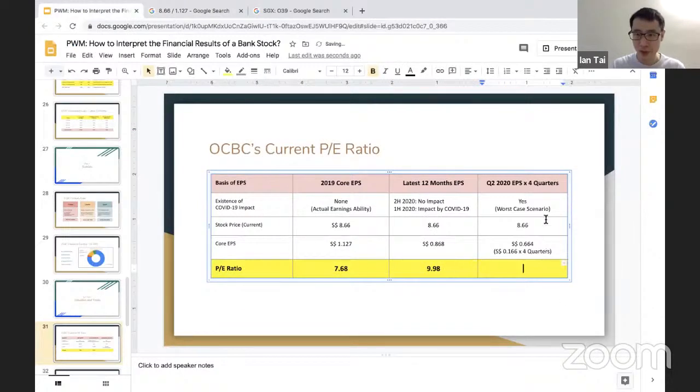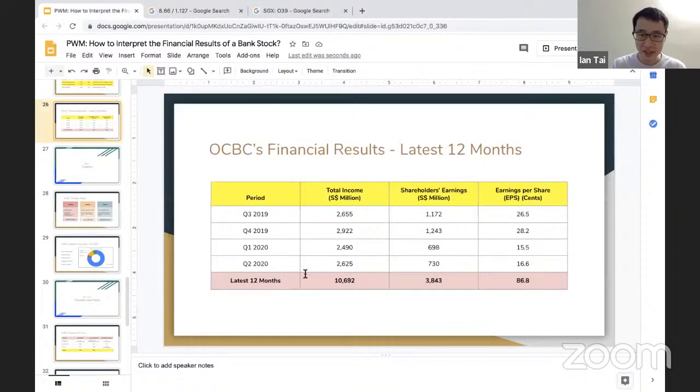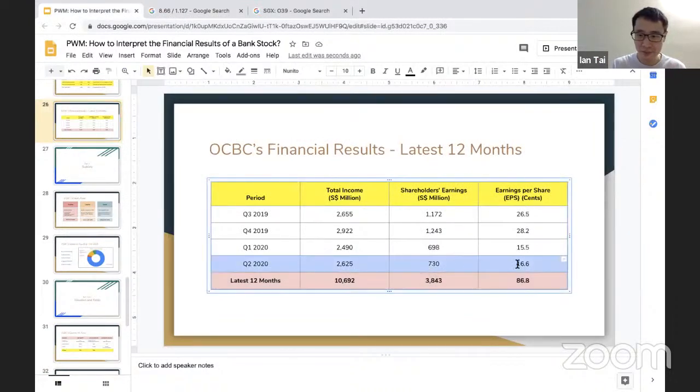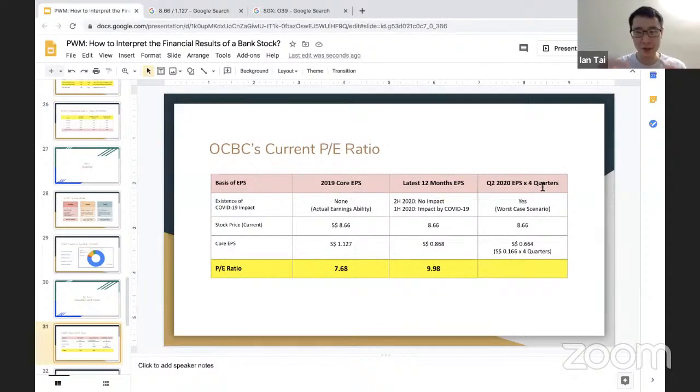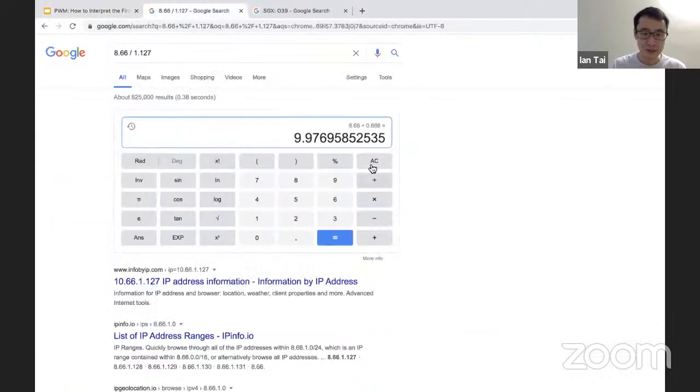And finally, we have the worst of the worst case scenario of earnings per share. You take the latest quarter, which is Q2 2020, with earnings per share of 16.6 cents, and multiply by 4 quarters to annualize it to 12 months. So 0.166 is the earnings per share for Q2 2020. You times 4 quarters and you have 0.664.